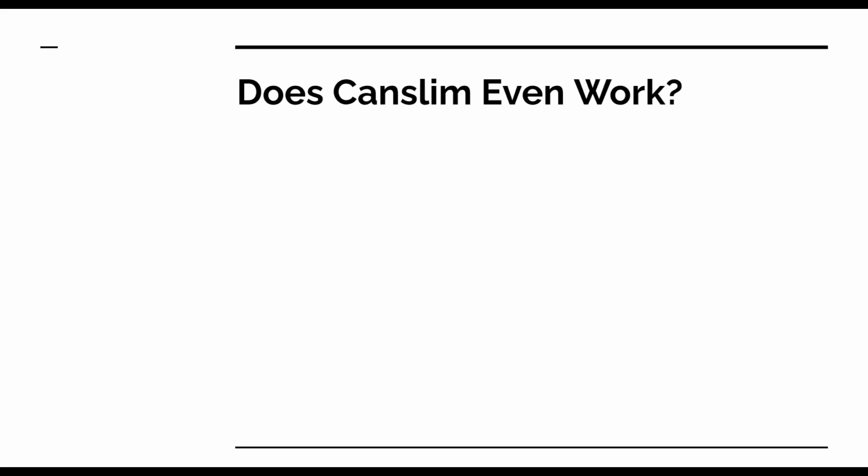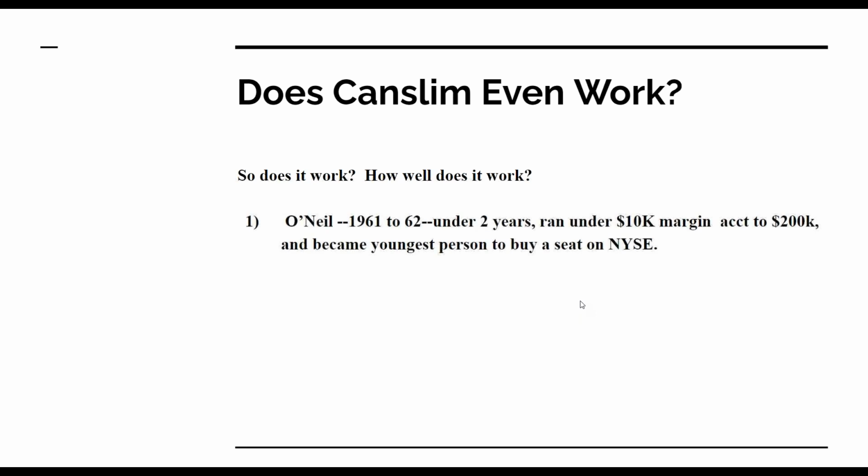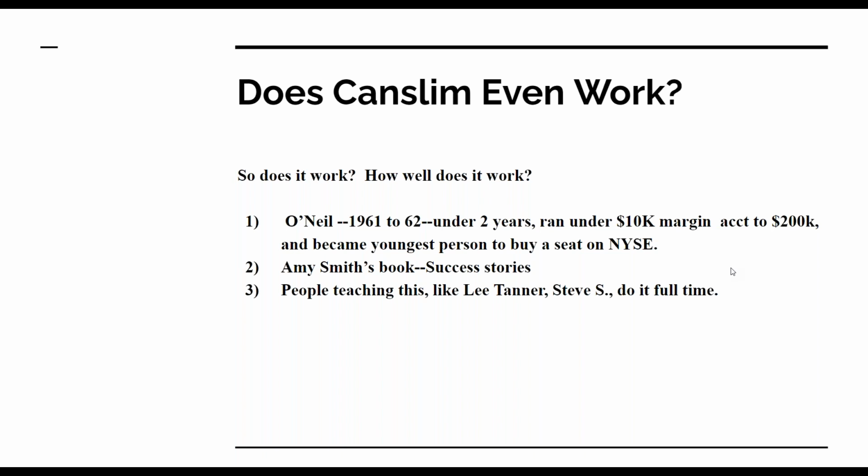So you also have to ask, hey, does Canslim even work? How well does it work? Fair question. So O'Neill, after he developed the system from 1961 to 1962, under 2 years, ran a $10,000 margin account up to $200,000. He became the youngest person at that time to buy a seat on the New York Stock Exchange. You can look at Amy Smith's book, Success Stories. I'll show you a picture of her book later. There are people that teach this thoroughly, Lee Tanner, Steve Sweats, who do this for a living.